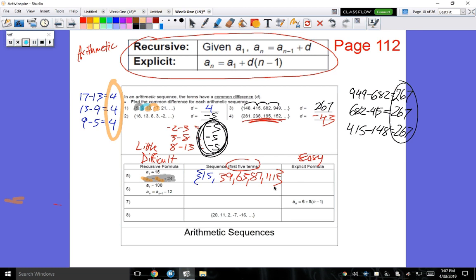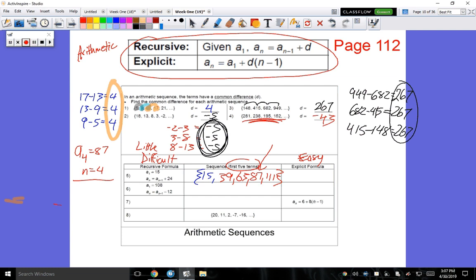Now, let's think about this, because this is where people struggle just a little bit. Can someone tell me what the term number of 87 is? A sub 4. So a sub 4 is 87. Okay? And if you solve this, what would n be? 4. Means the 4th person in line.